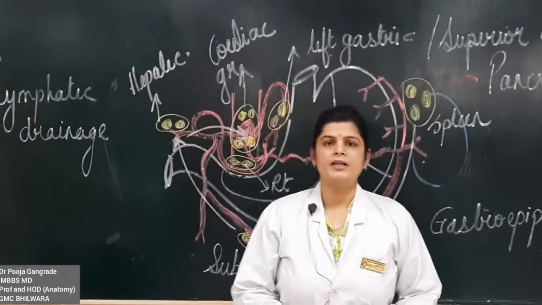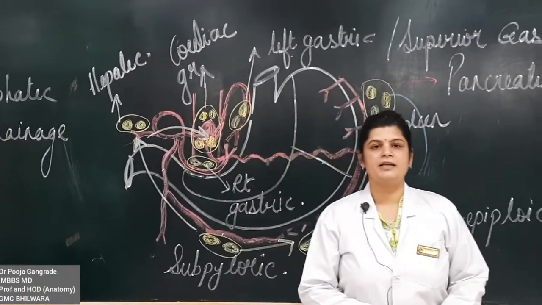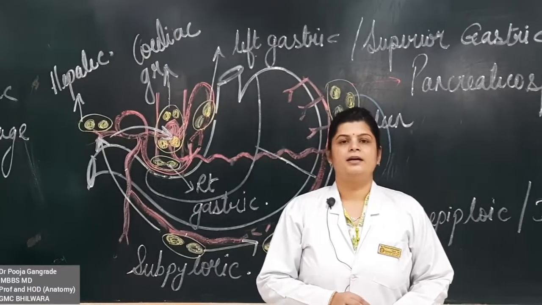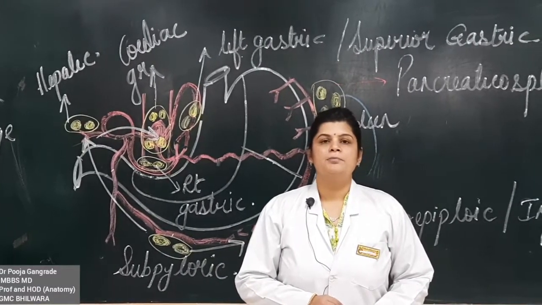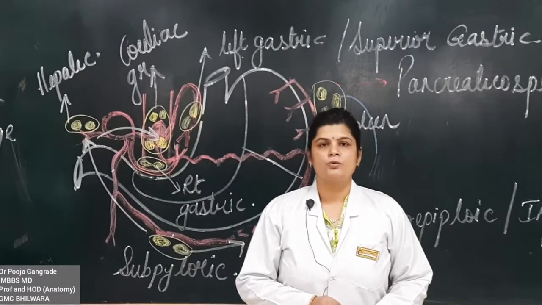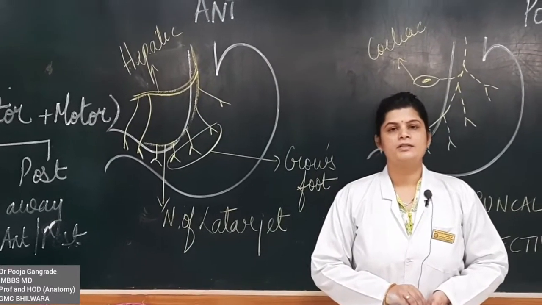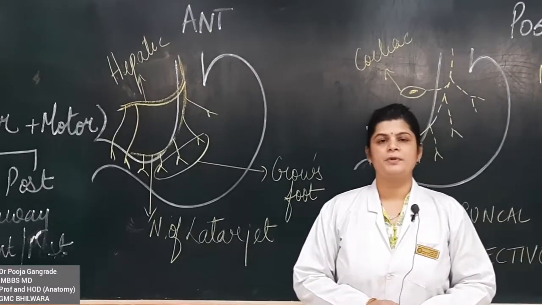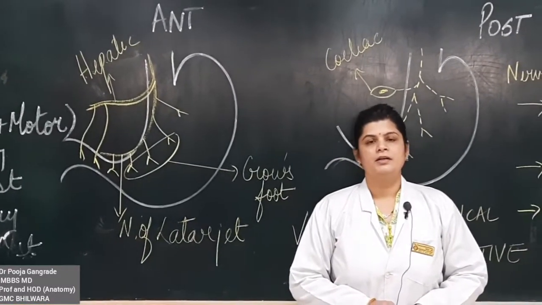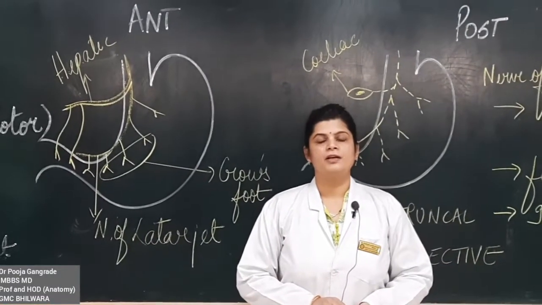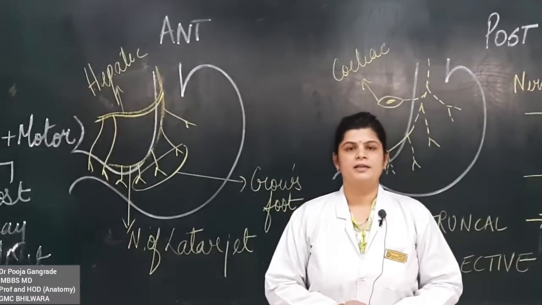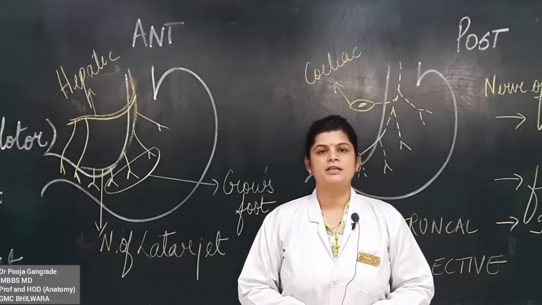Now, celiac group of lymph nodes then render themselves into the pre-aortic and the para-aortic group of. Now let's come down to what is the nerve supply of the stomach. The nerve supply of the stomach comes through vagus, the vagal trunks, the anterior and posterior vagal trunks.